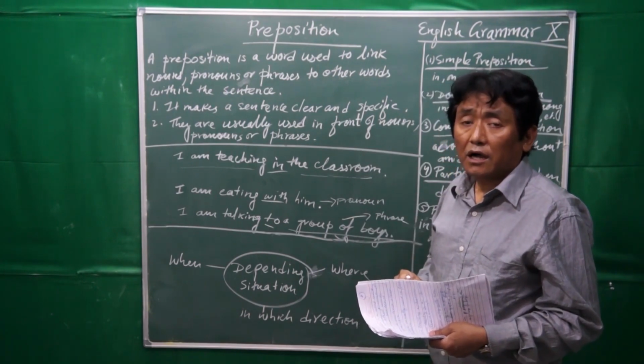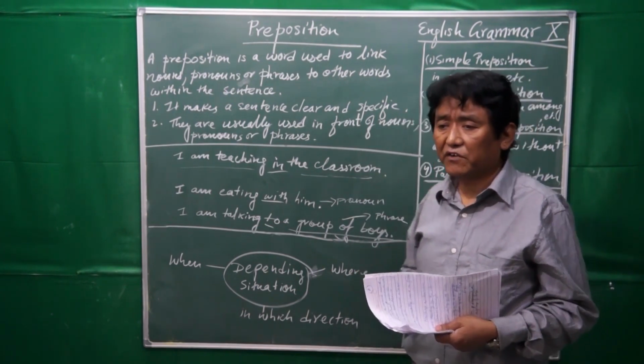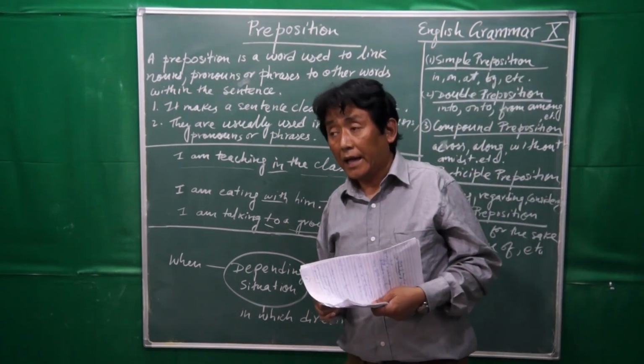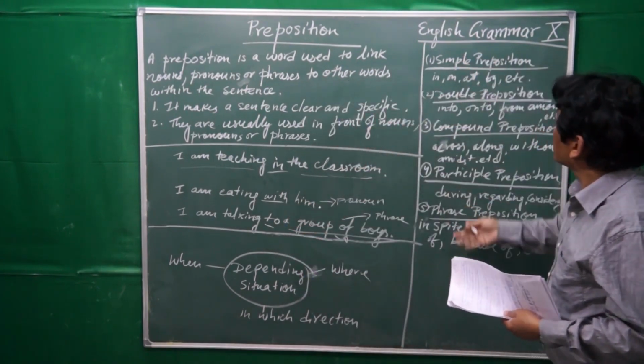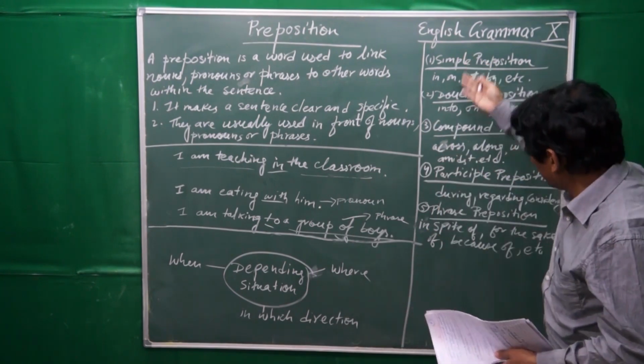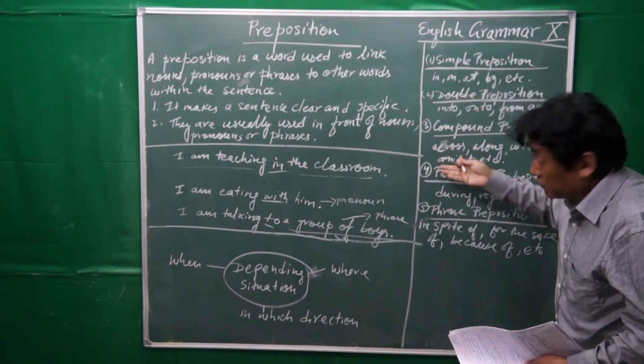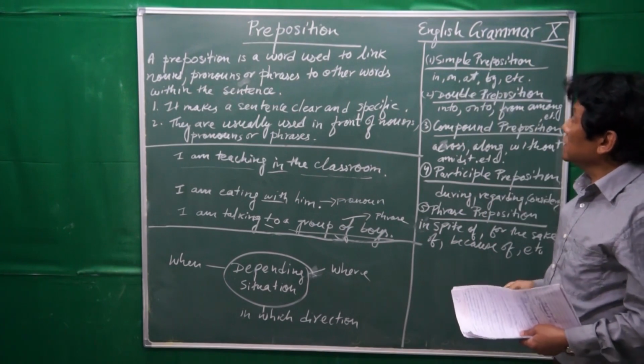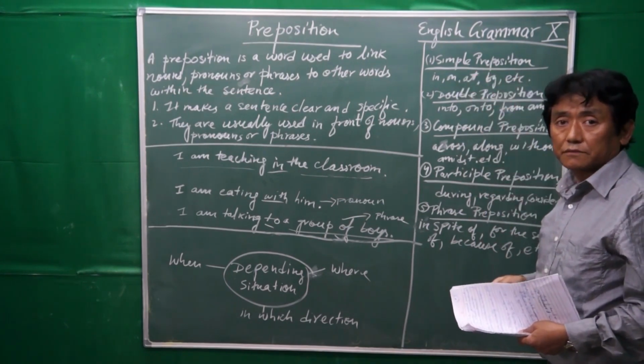And prepositions can be classified into 5 groups, in fact. And that is what I have written here. Number 1, they can be classified into 5 groups, and these are the 5 ones. 1, 2, 3, 4, 5. Okay. Number 1 is simple preposition.